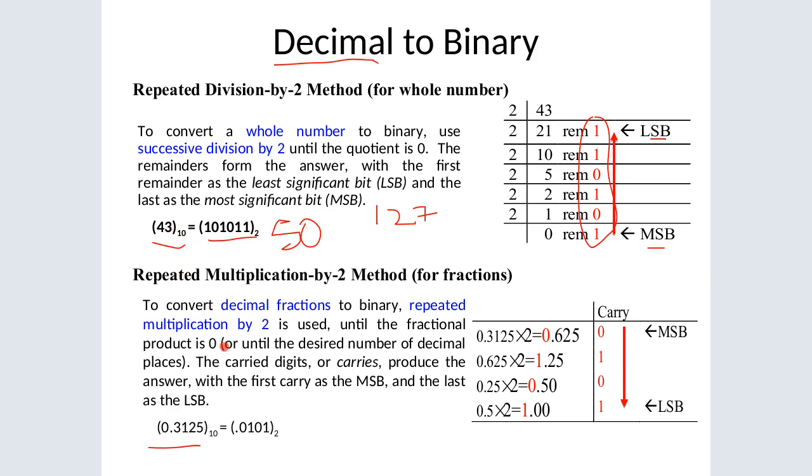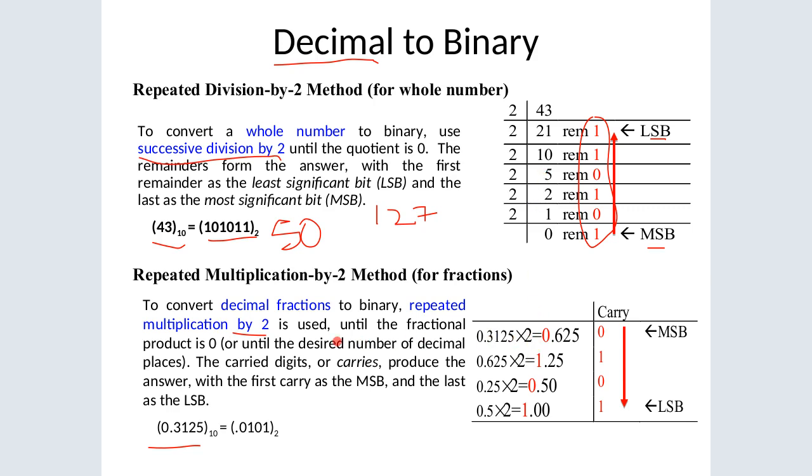Now let's take the decimal fractions here. How do we convert them? To convert decimal fractions to binary, there is a repeated multiplication by 2. Here there was successive division. That's the difference. Here we are dividing, here we are multiplying by 2, right?